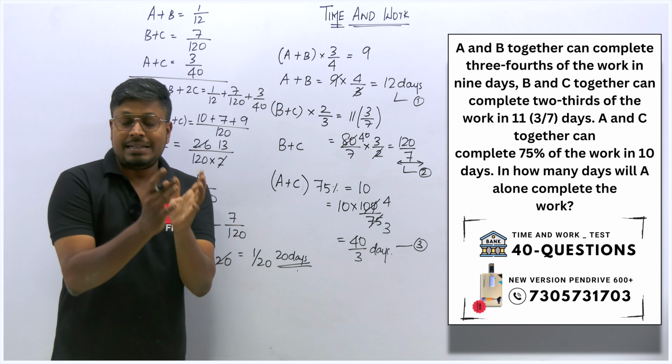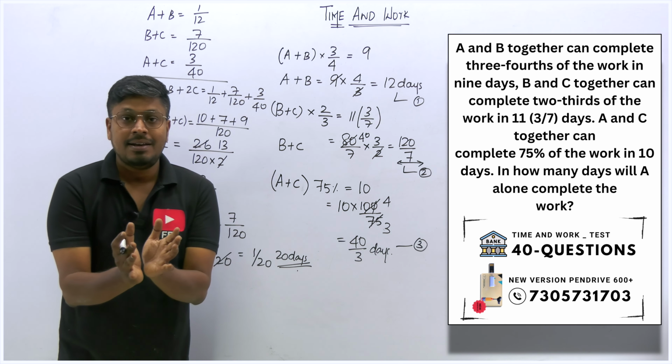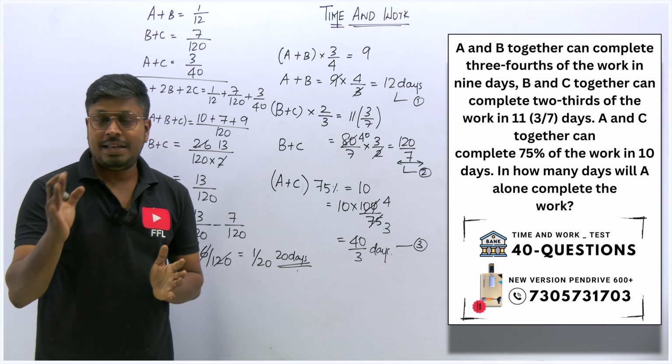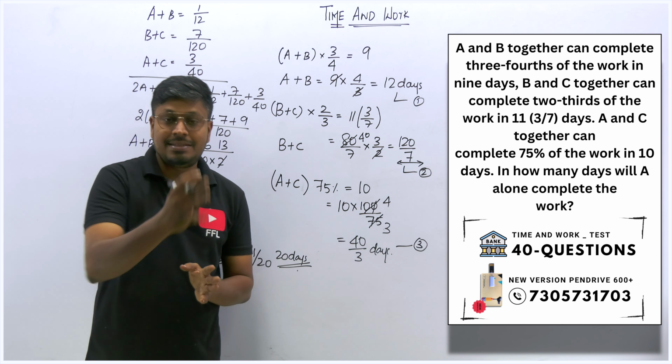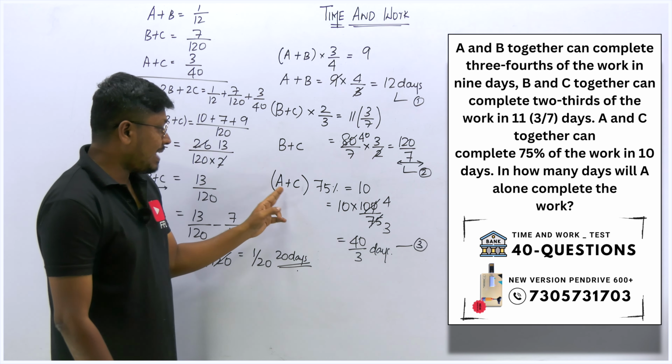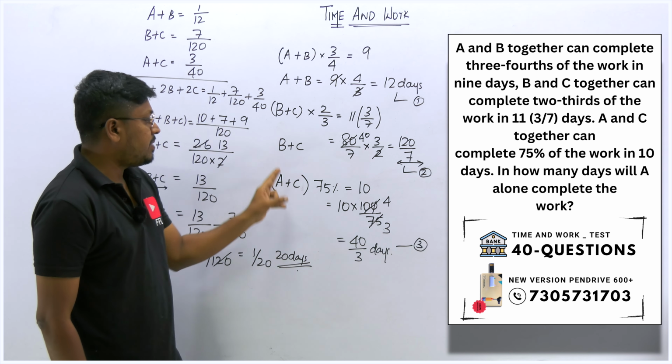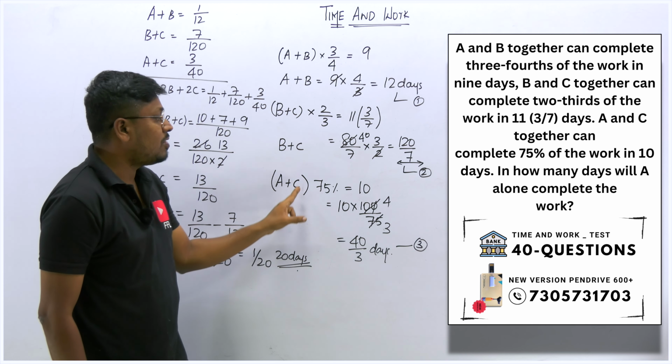So initially they didn't give you the values directly. So they have given A and B how many days they can complete a piece of work, B and C how many days, and then they have given A and C, which is a little bit of a twist here. At every point they have given a small twist.